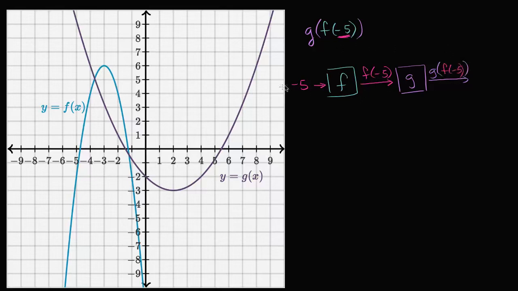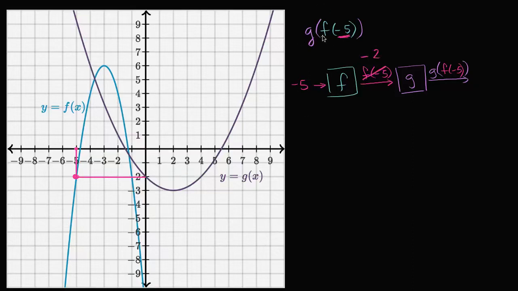Let's just do it step by step. So the first thing we want to figure out is, what is the function f when x is equal to negative 5? What is f of negative 5? Well, we just have to see when x is equal to negative 5, the function is right over here. Let me see if I can draw a straight line. It looks like f of negative 5 is equal to negative 2. You see that right over there. So f of negative 5 is negative 2.